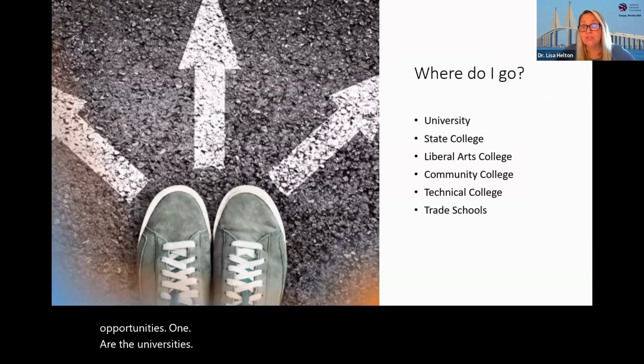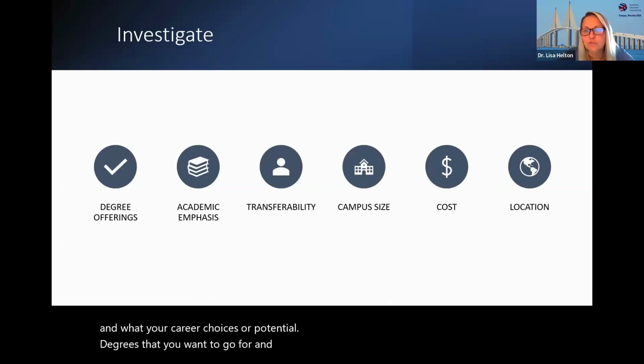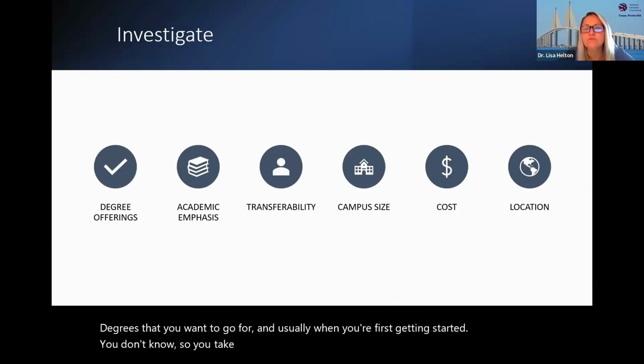There are state colleges, liberal arts colleges, community colleges, technical schools, and trade schools. And so you can go any direction. So first you want to understand yourself and what your career choices or potential degrees are that you want to go for. And usually when you're first getting started, you don't know. So you take a couple of years of general studies and then you decide what degree you're going to get.